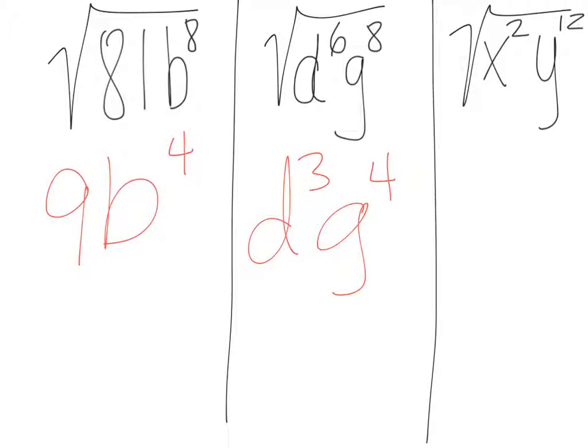Okay, and then our last example, we have the square root of x squared y to the 12th power. So again, we are taking our exponent. It's an even exponent, so we can go ahead and cut it in half. That'll be just x to the 1st, or x. And then y to the 12th power, cutting 12 in half, we get y to the 6th.